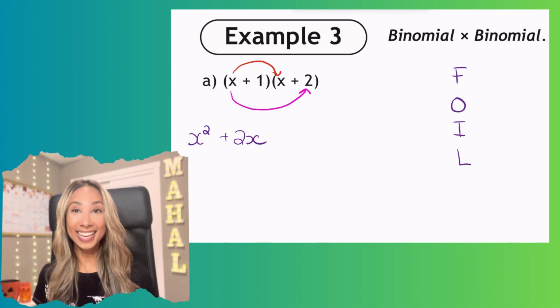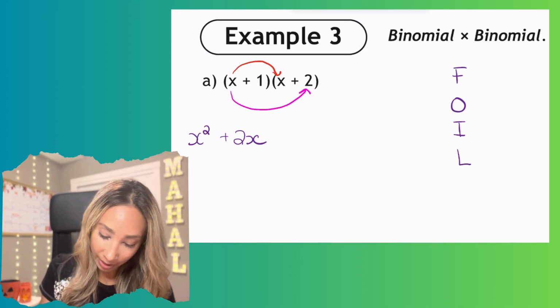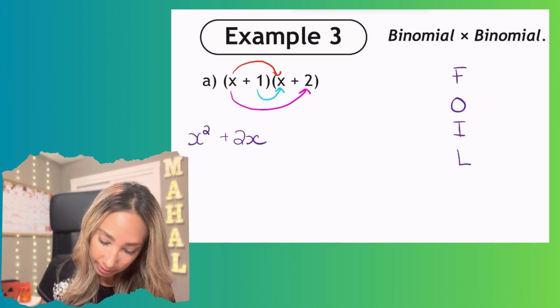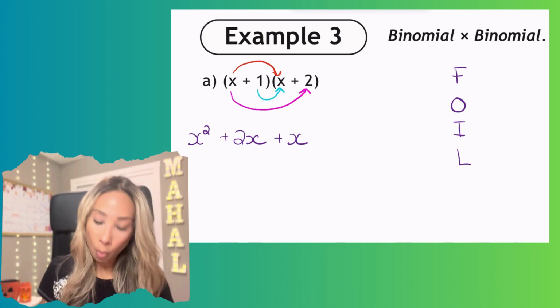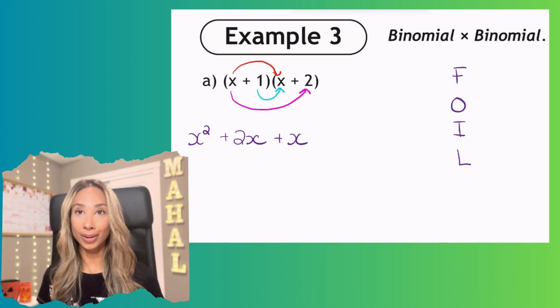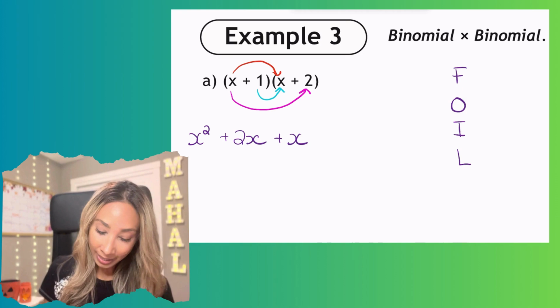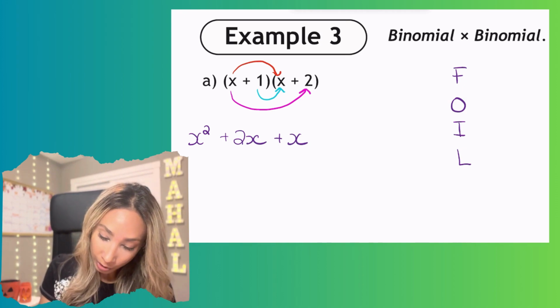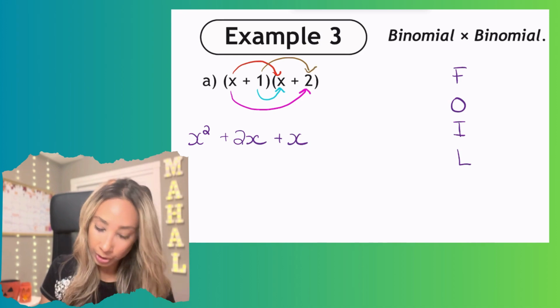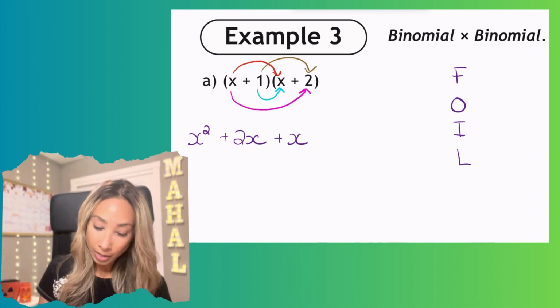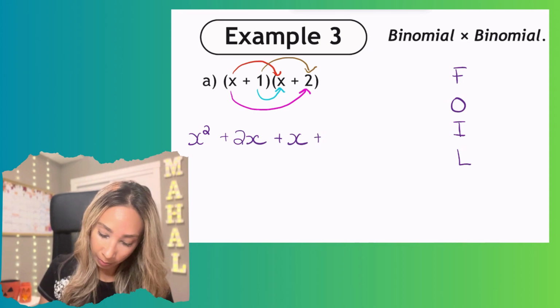Then we need to look at the inside. That's what the I stands for. That's going to be 1 times x. Well, that's nice and simple. It's just going to leave me with x, or 1x, but remember we don't write the 1 because it's invisible. And then finally we have our last, which is 1 times 2, or just multiplying those coefficients together. So 1 times 2 is just going to leave me with 2.